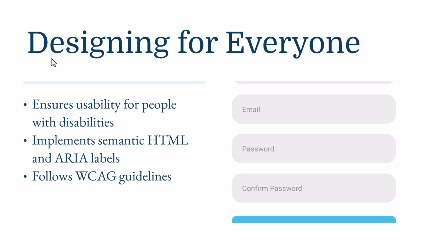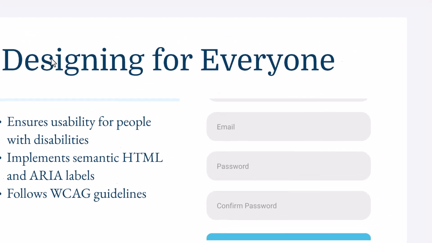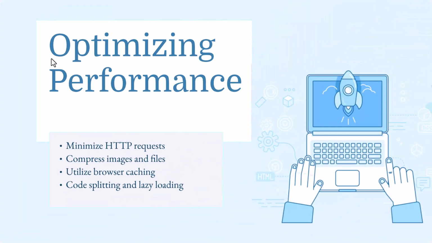Accessibility ensures that websites are usable by people with disabilities. This involves using semantic HTML, ARIA labels, and following Web Content Accessibility Guidelines (WCAG) to make content perceivable and operable by everyone. Optimizing performance is key to a good user experience.